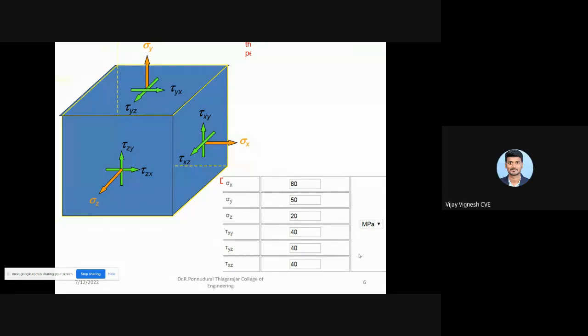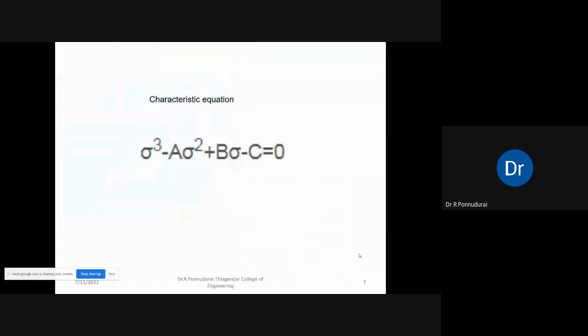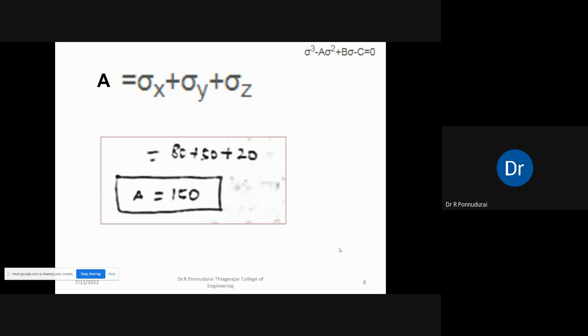Yes, sir. Okay, this is what the characteristic equation is all about. Here we need to get the values of A, B, C to solve this problem. Let us have this equation: sigma cube minus A sigma squared plus B sigma minus C is equal to 0. Let us assume that A is equal to sigma x plus sigma y plus sigma z. So we can get the value of A if we know sigma x, sigma y, and sigma z: 80 plus 50 plus 30. So the value of A is 150.